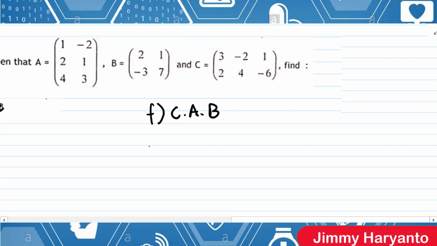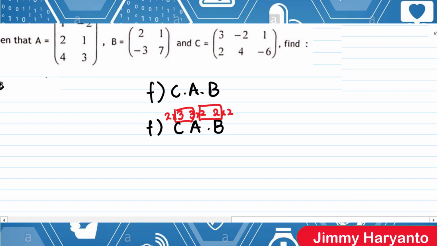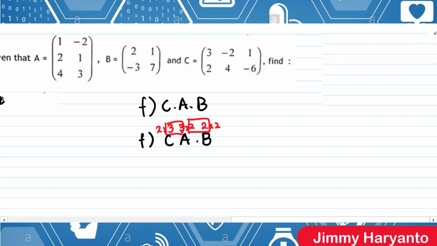And the next is 9F. C times A times B. It doesn't matter if we have brackets or not. In the question, they give you a bracket, so C times A like this, but it doesn't matter really. We can do C times A first, or maybe you can do A times B first. Let's take a look at if we can multiply them or not. C is a 2 times 3 matrix, A is a 3 times 2 matrix, and B is a 2 times 2 matrix. Obviously we can do C times A because the middle number is the same, and we can also do A times B because the middle number is also the same. So we can do all of them.